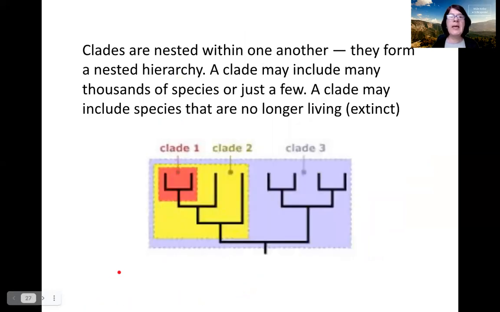Clades are nested within one another and they form a nested hierarchy. A clade may include many thousands of species or just a few. A clade may include species that are no longer living, that are extinct.